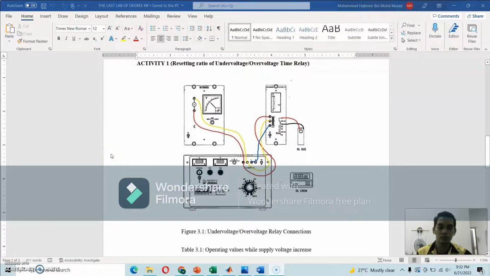Assalamualaikum warahmatullahi wabarakatuh. My name is Muhammad Hakimi bin Muhammad Murad, and I'm going to present about activity 1, which is the resetting ratio of undervoltage or overvoltage time relay.